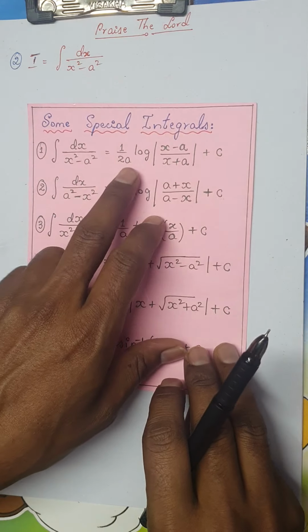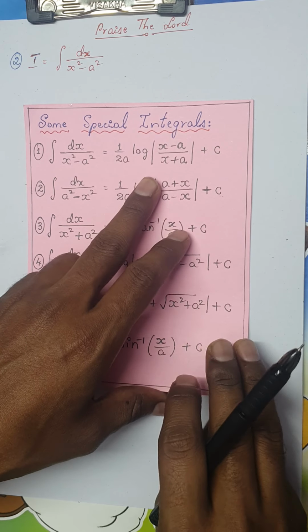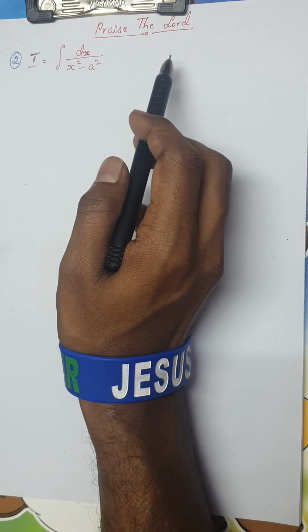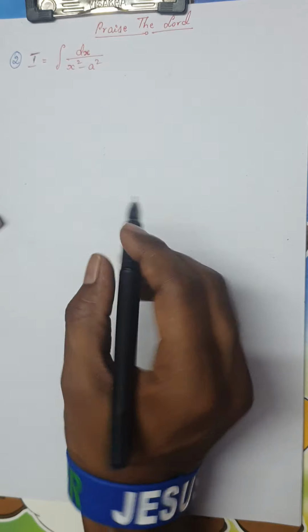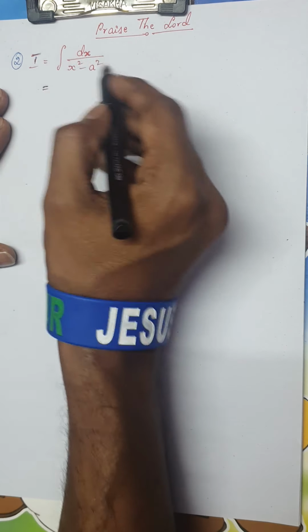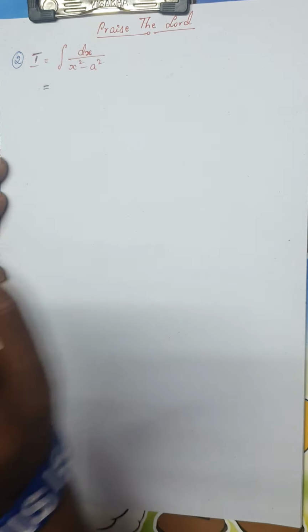Remember, the right hand side is equal to 1/2a of log of (x minus a) by (x plus a), but he will not give you the right hand side. He will just ask you to evaluate and hence find the other integral. So please be careful. He will just give you to integrate 1 divided by x square minus a square. Now see what we are going to do.